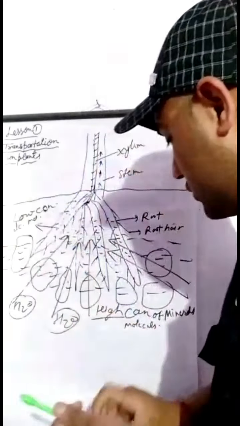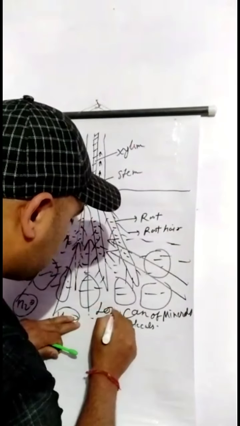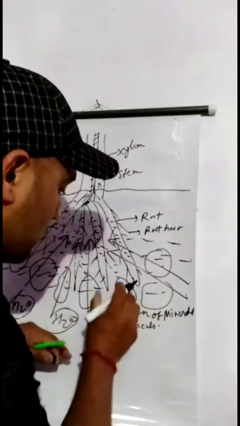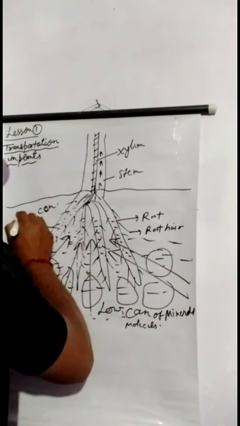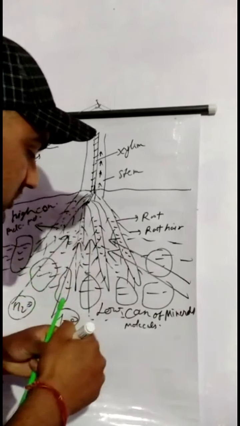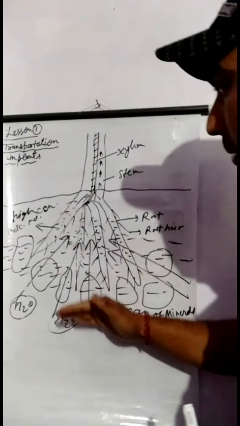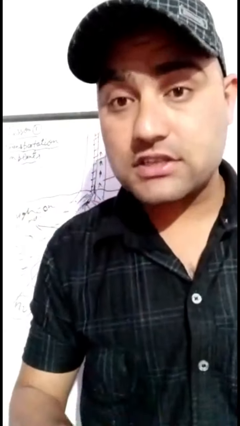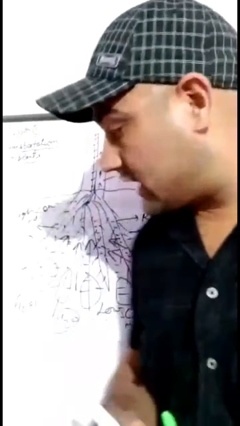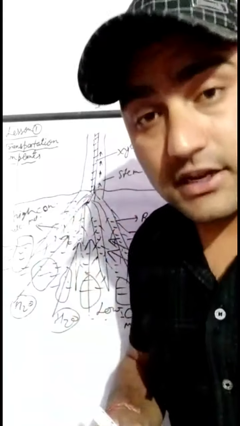But the opposite of it, in the second case, suppose the concentration of mineral molecules is low in the soil but high in the root hair. Suppose it's the opposite condition. So in this case, diffusion will not take place. In this case, another process, active transport, will take place. The mineral will go from soil to root, but with the help of the active transport process.